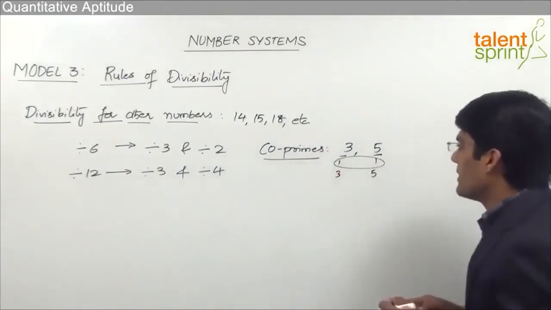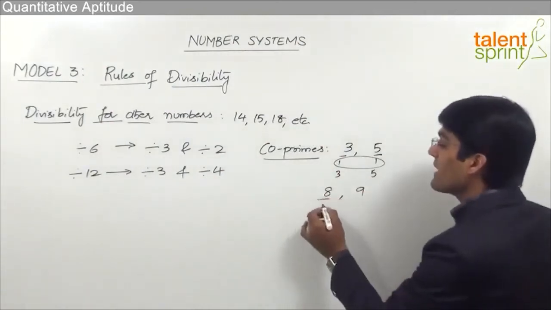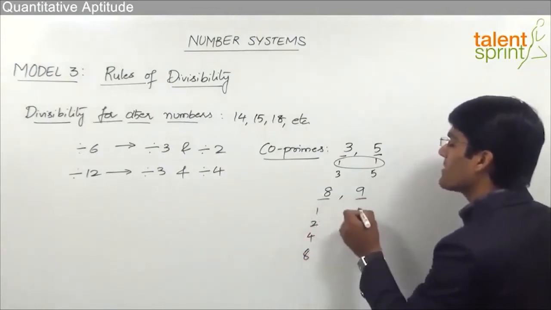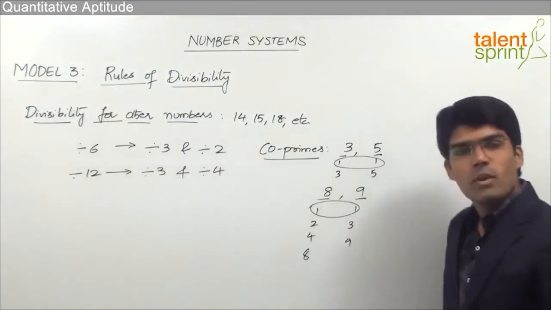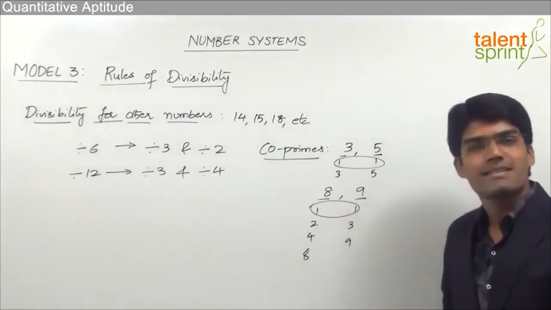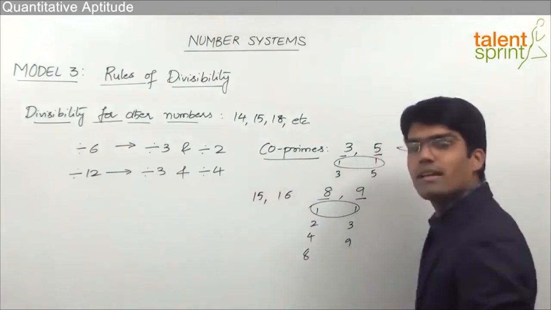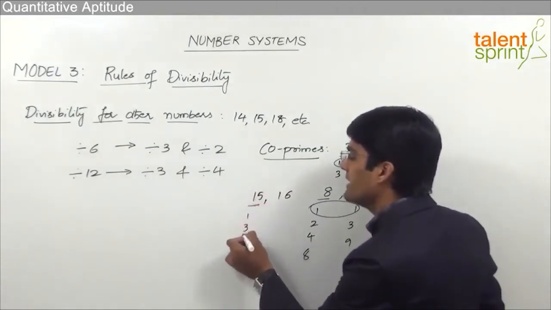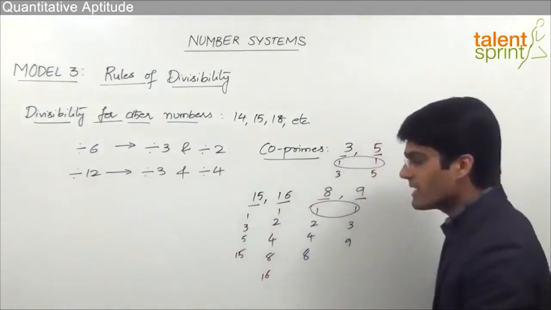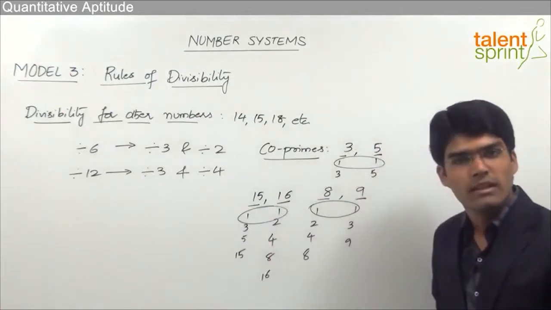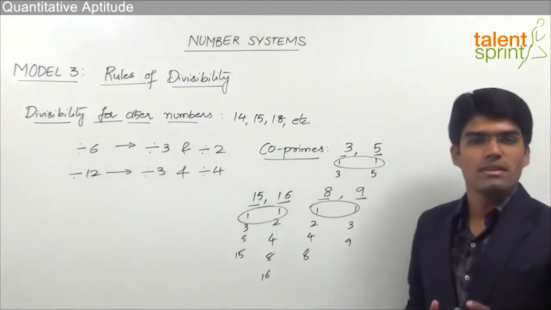Let us take one more example. For example, 8 and 9. Even 8 and 9 are coprimes. Why? Because the factors of 8 are 1, 2, 4 and 8 and the factors of 9 are 1, 3 and 9. Now, as you can see here, the highest common factor is 1 for 8 and 9. So even 8 and 9 are considered to be coprimes. Likewise, 15 and 16 are also considered as coprimes. Why? Because factors of 15 are 1, 3, 5 and 15 and factors of 16 are 1, 2, 4, 8 and 16. So as you can see here, the only common factor which they have is 1, and 1 itself becomes the highest common factor. So 15 and 16 are also considered as coprimes or relative primes.